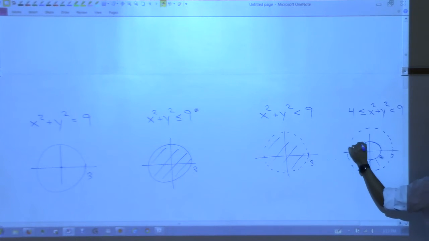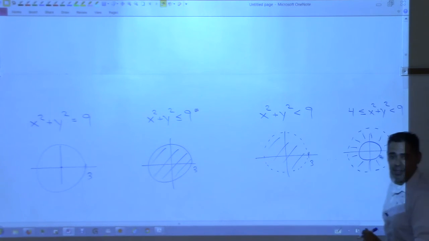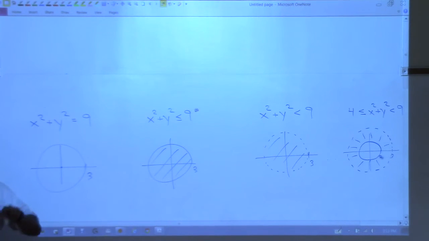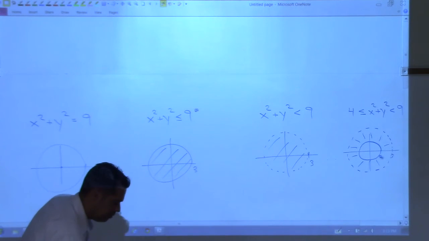That's a washer. Well, not a washer you could physically make because you can't include the boundary, right? So it's more theoretical. But it does look like a washer. Who said washer? I'm hearing it, but I don't know where it's come from. Yes. So it's like a washer, but we could never construct a washer without a boundary. Yes? All right.